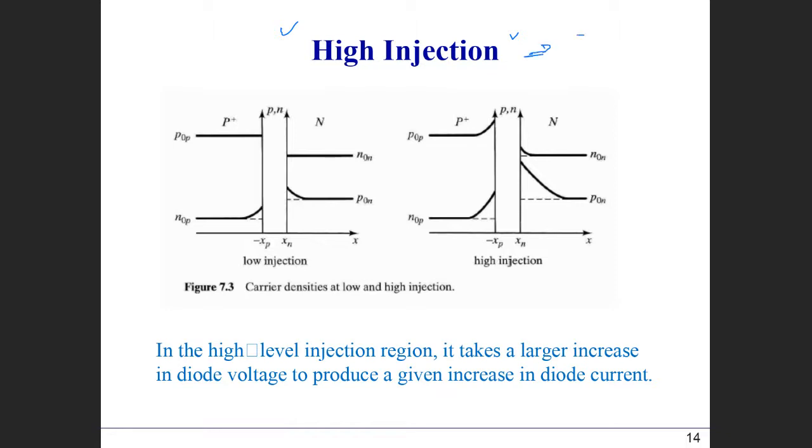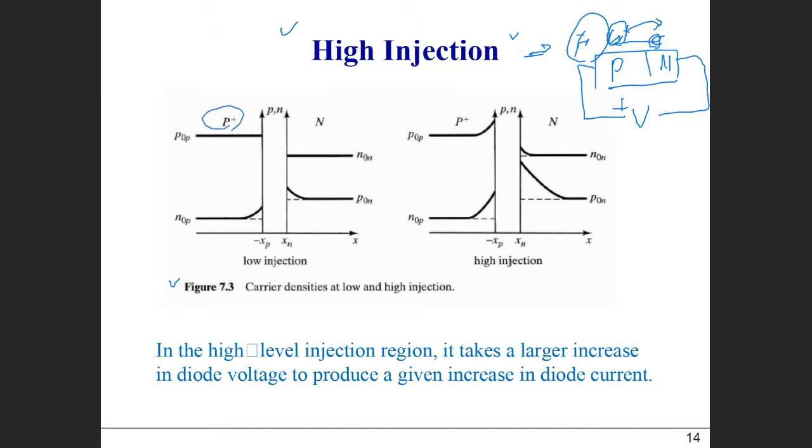Okay, so as we discussed, when you apply forward bias in the PN junction diode, we reduce the barrier height. So in the P side, you have lots of holes, and they start to be injected to the N side. And in the N side, you have electrons, and they start to be injected to the P side. Okay.